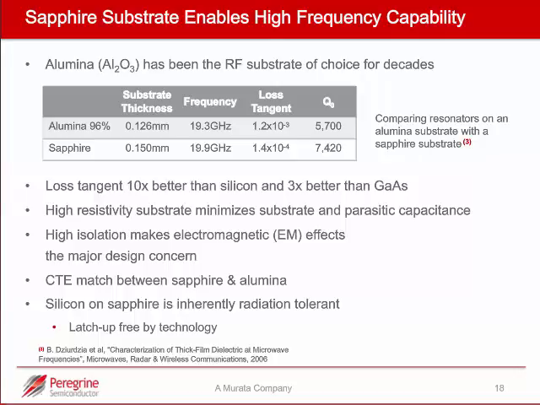A couple other benefits of sapphire is the CTE mismatch between materials is virtually not there when you match up sapphire and alumina. So you can do flip chip die down onto ceramics and alumina and get very good agreement in terms of the mechanical stresses. And then finally, because it is a very inert substrate, there's no interaction caused by radiation effects, and therefore we're both latch-up free as well as radiation tolerant with this technology.